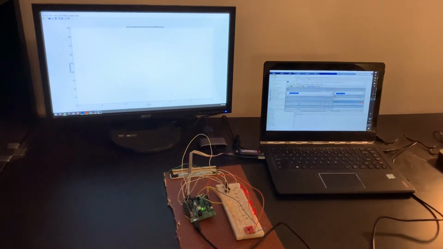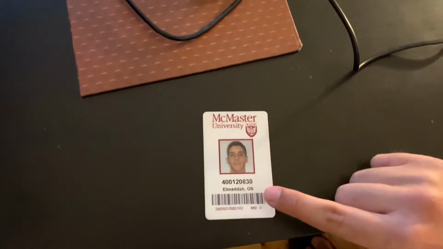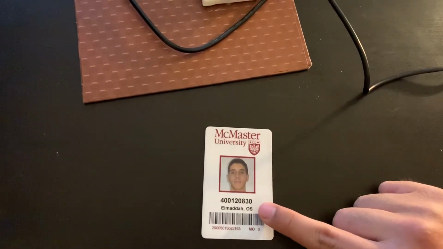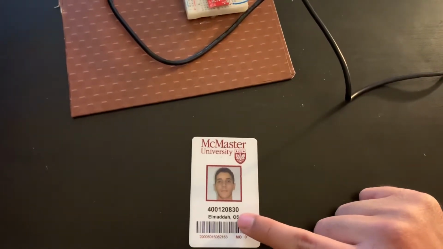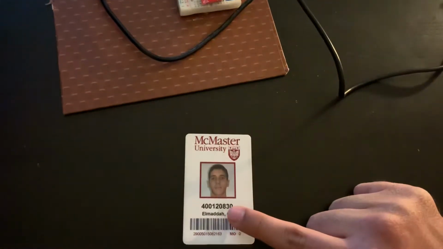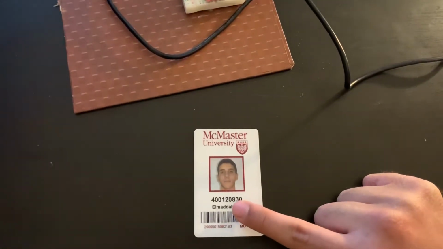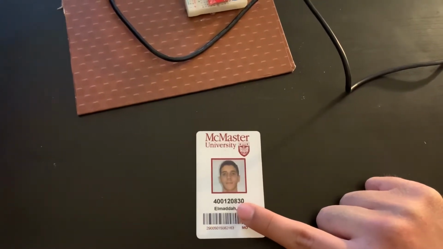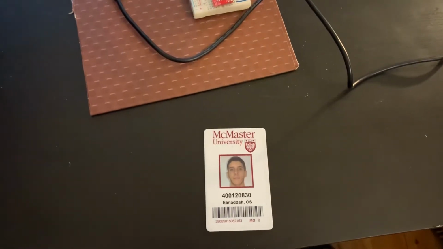I'll start by explaining my specific requirements based on my serial number. My serial number is 400120830. Using my least significant digit, which is 0, I'll be using channel 4 for my input. Now for my second least significant digit, which is 3, I'll be using 12-bit resolution. Finally, my third least significant digit for my serial number is 8. That means I'll be using 8 megahertz for my E-clock frequency.